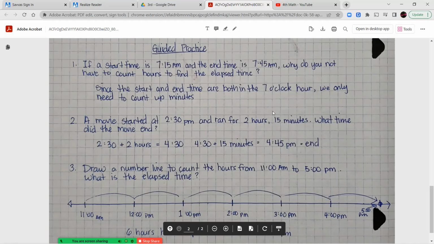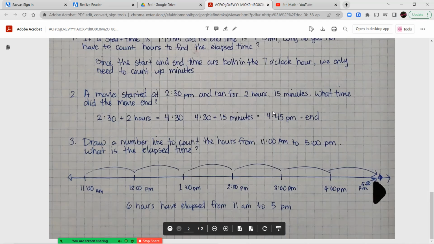And for number 3, it's to draw a number line to count the hours from 11 a.m. until 5 p.m. So here I started 11 a.m., 12, 1, 2, 3, 4, 5. I count how many jumps I made. 1, 2, 3, 4, 5, 6. So 6 hours have elapsed from 11 a.m. until 5 p.m.